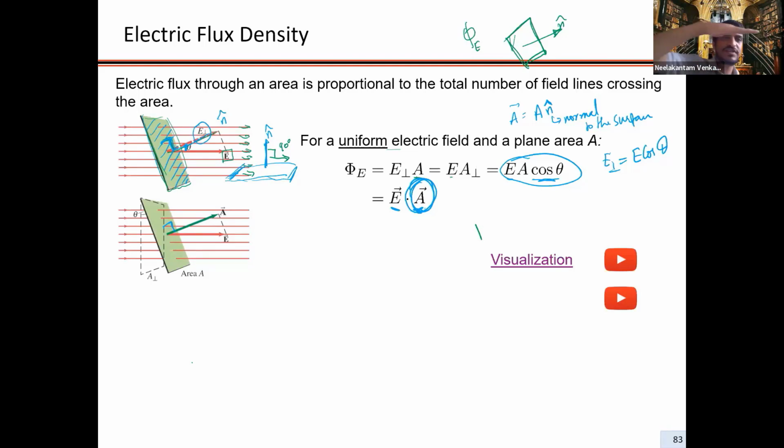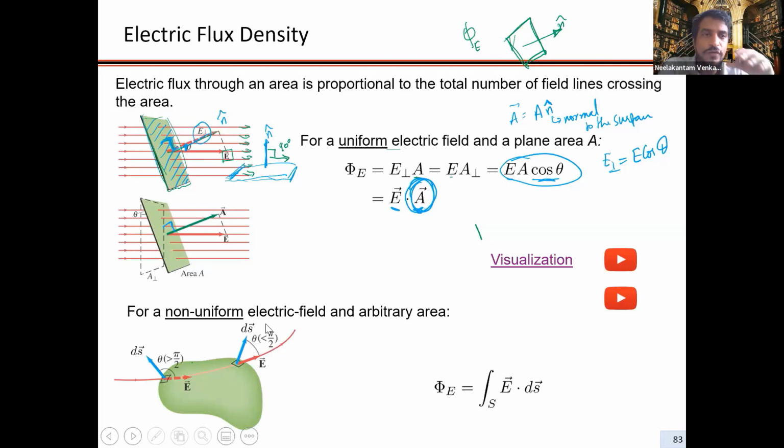If you take this stylus arrow to be the electric field, and my phone is my plate, if my phone is perpendicular to the direction of the electric field, then I will have the maximum flux. If my phone becomes parallel to the electric field, then the flux through this area is going to be 0.